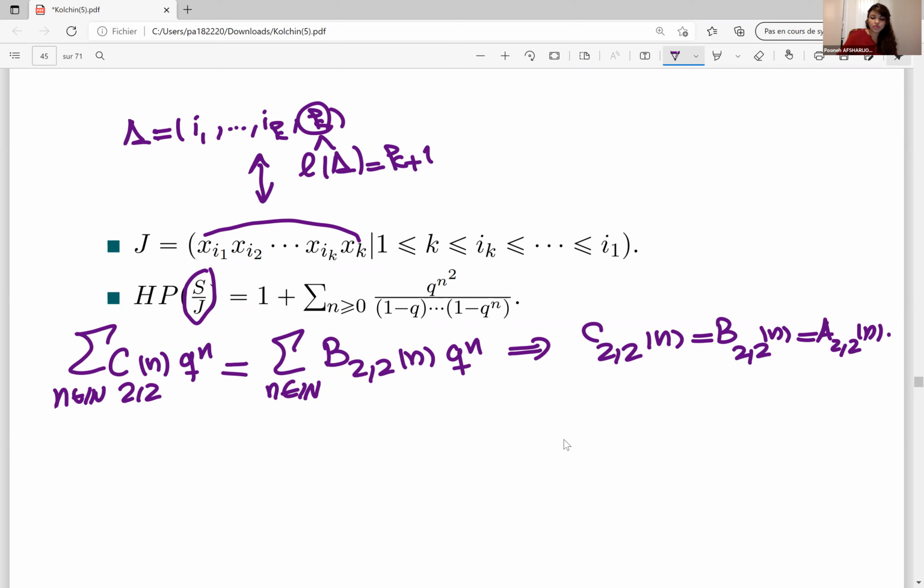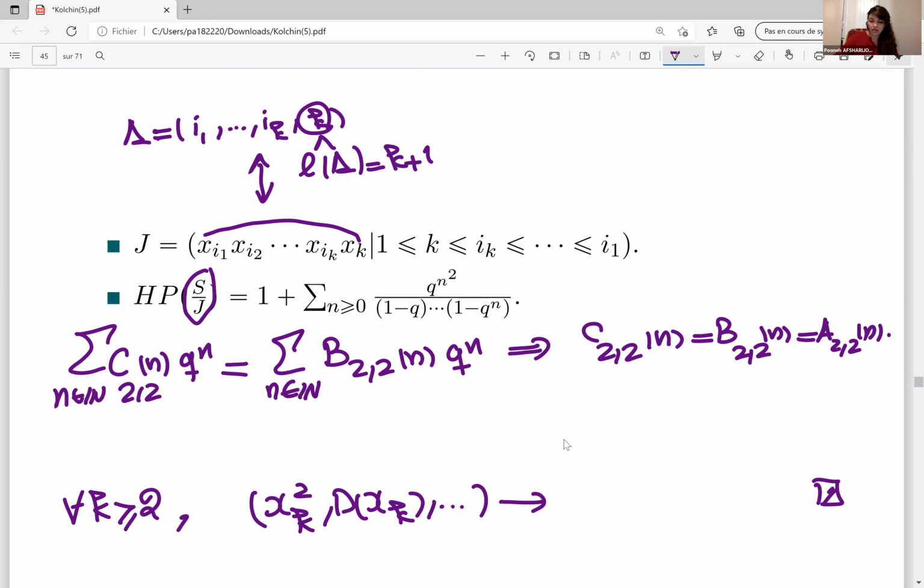In order to prove our theorem for the other cases, for k greater than or equal to 2, we played the same game, but this time we used the differential ideal x_k squared and all its iterated derivatives, and we did the same. This proves our theorem in the other cases, for the other identities of our family of identities.